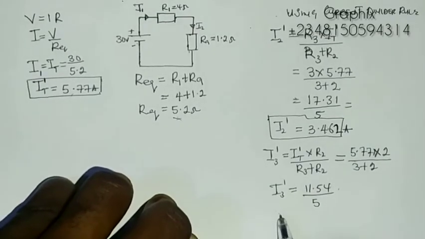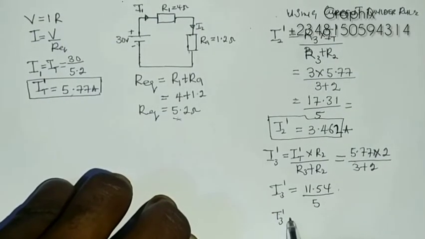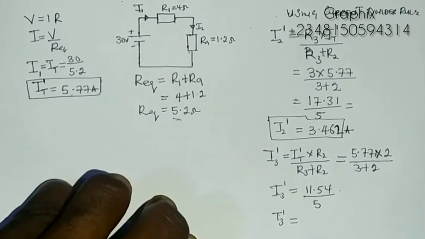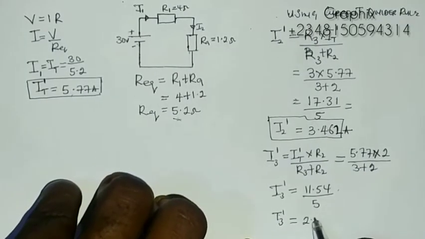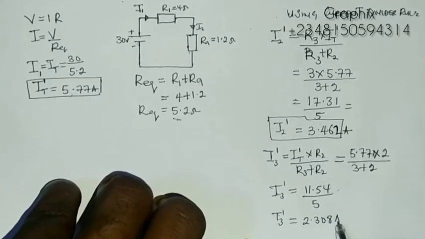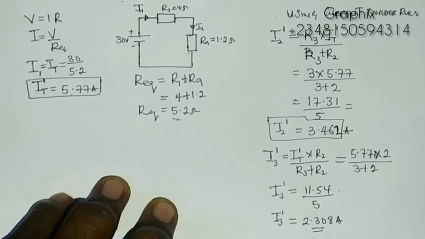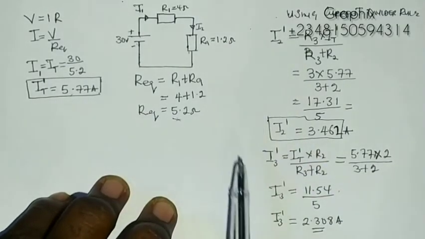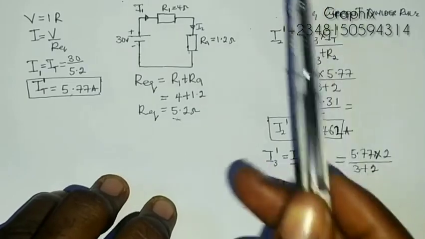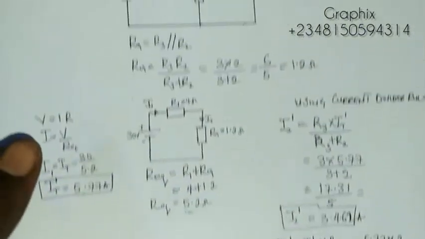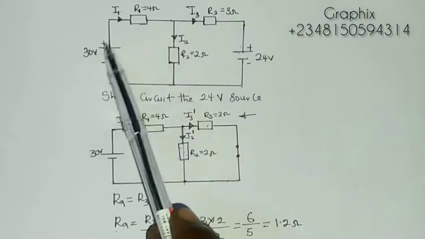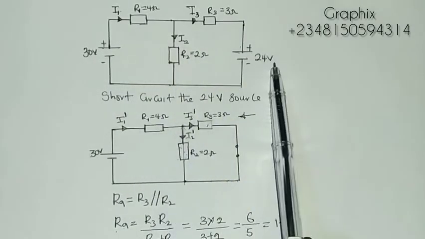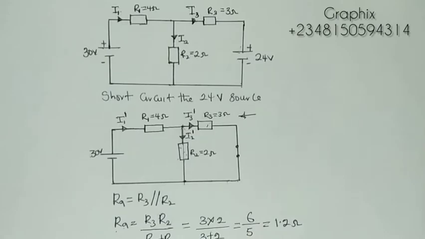I3 prime will now give us, divided by 5, 2.308. We have 2.308 amperes. So that's what we're having for I3 prime. So after doing for I3 and I2 prime, the next thing we'll do, we're going to short circuit the 30 volt source. We short circuit this and we'll use the 24 volts. So that will be our next target.